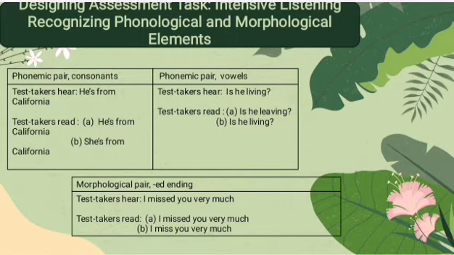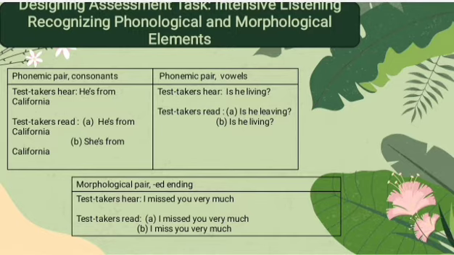Let's move on to the example for phonemic pair vowels. The test taker hears "He's leaving," and then reads the choices: the first is "He's leaving," and the second is "He's living." In this phonemic pair of vowels, the test taker should focus on what they heard and choose accordingly from the choices they read.